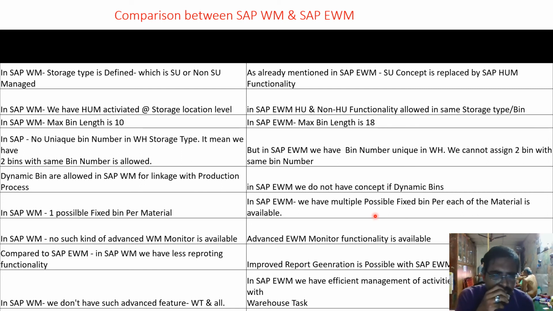Compared to SAP EWM, SAP WM has less reporting functionality. That is what I am saying: in EWM we have improved report generation. So we have the optimized thing. That is the important thing.